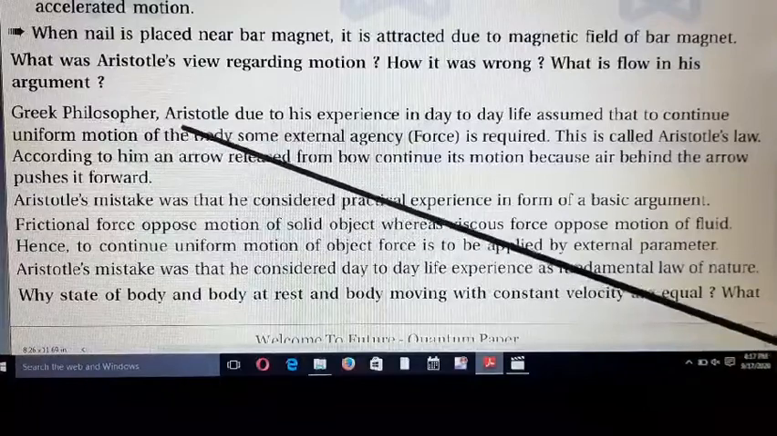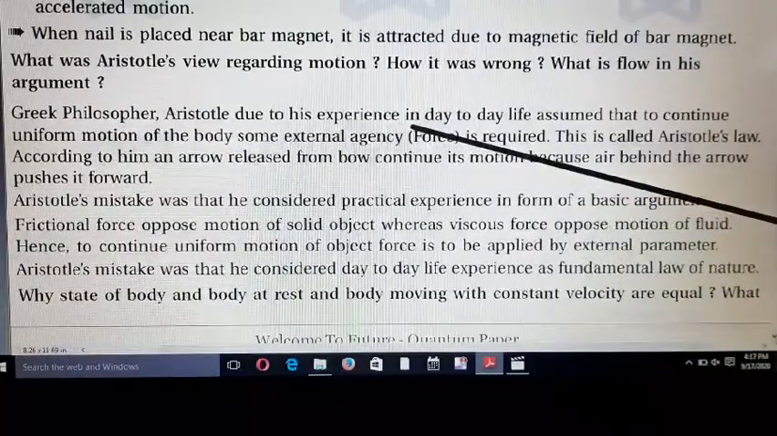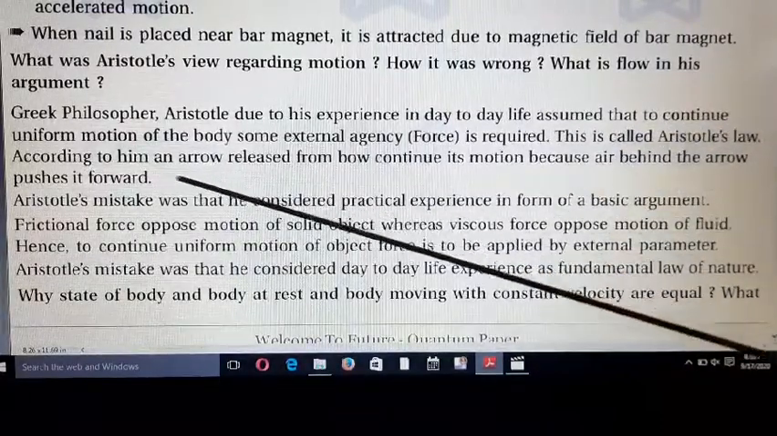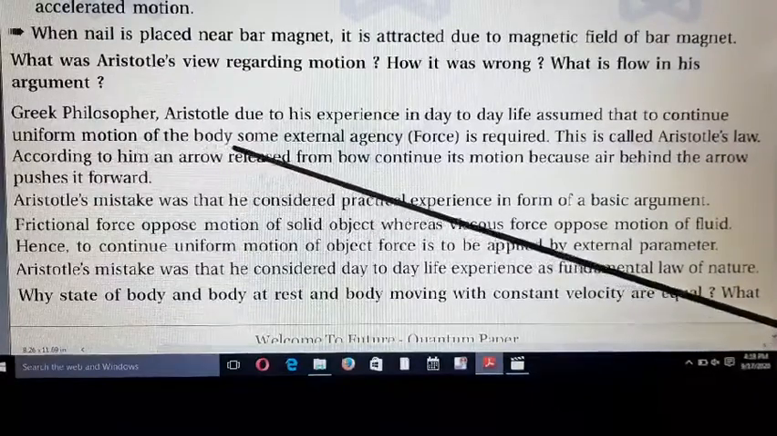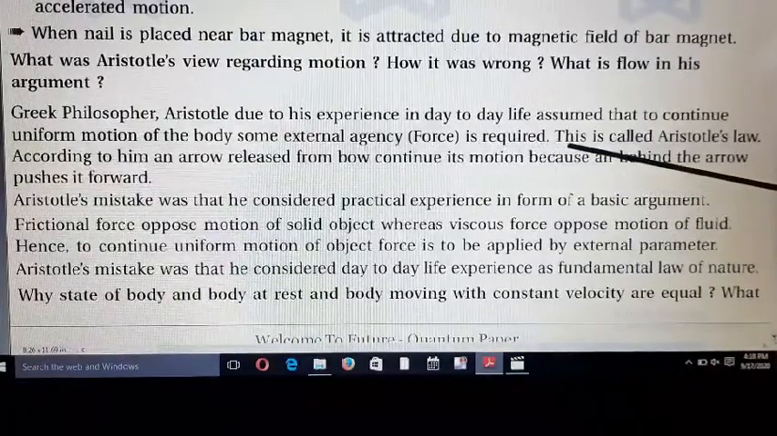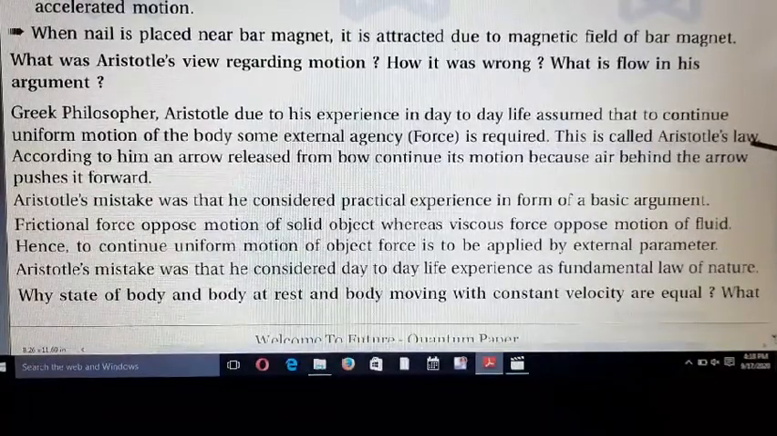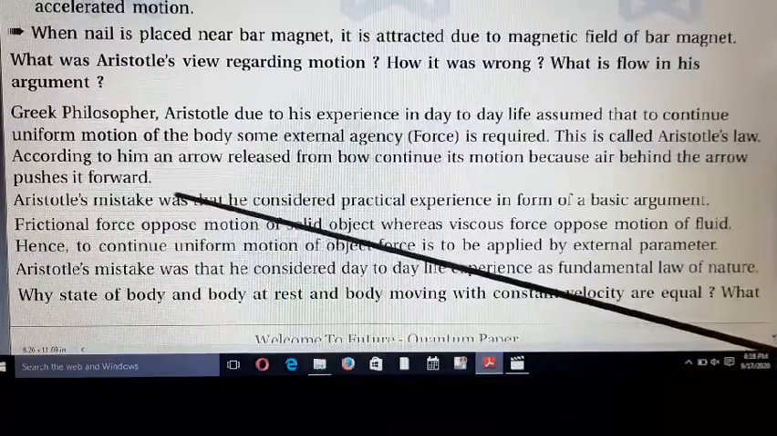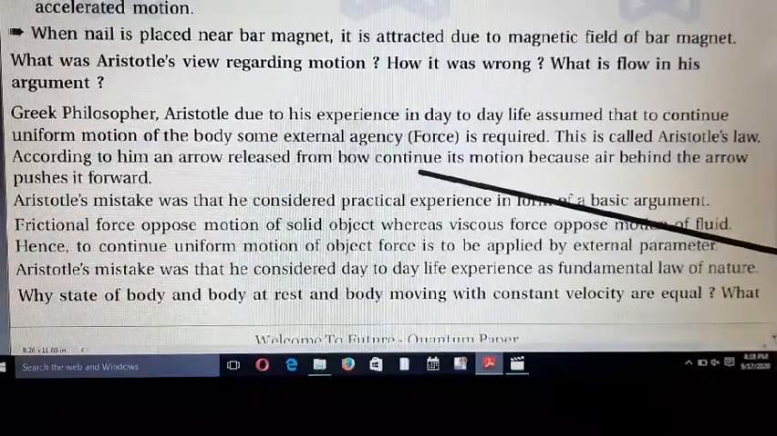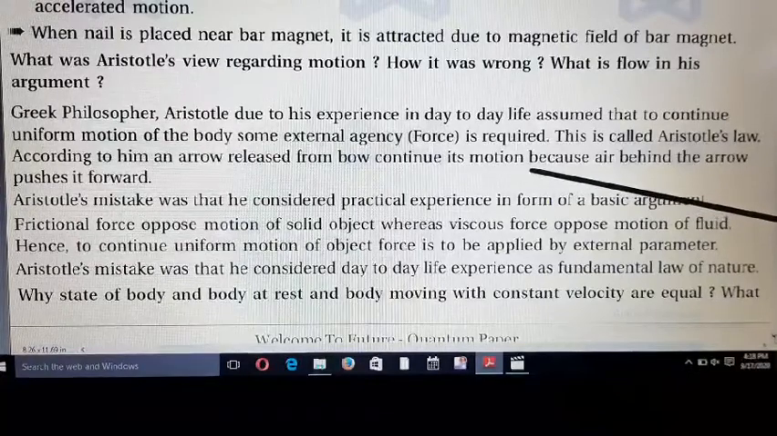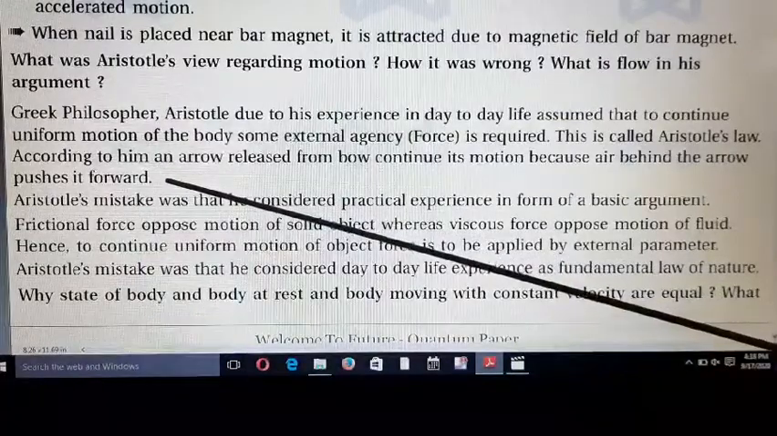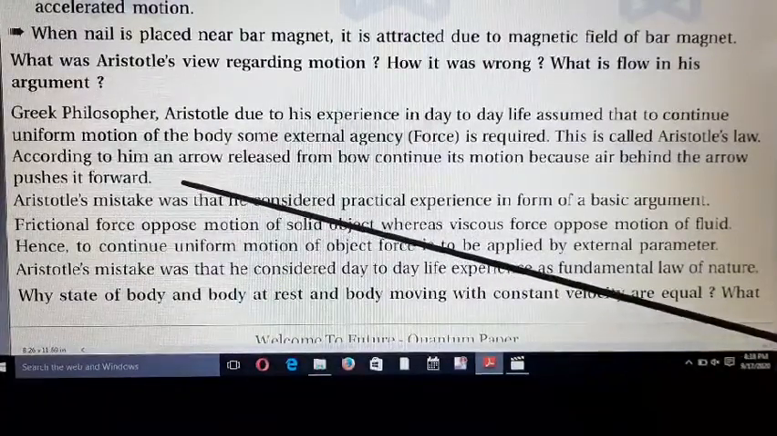Greek philosopher Aristotle, due to his experience in day-to-day life, assumed that to continue uniform motion of a body, some external agency, meaning force, is required. That is called Aristotle's law. According to him, an arrow released from a bow continues its motion because the air behind the arrow pushes it forward. But we know that it is not possible.